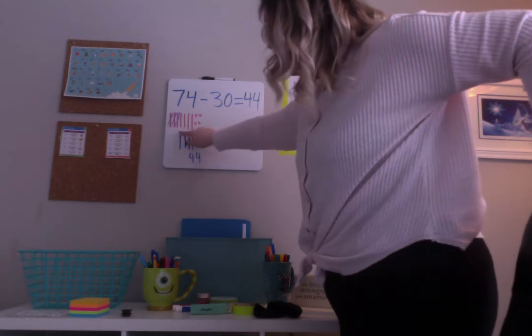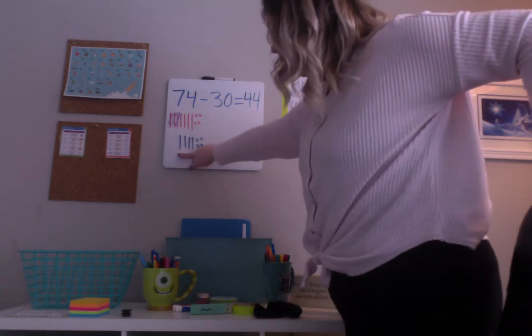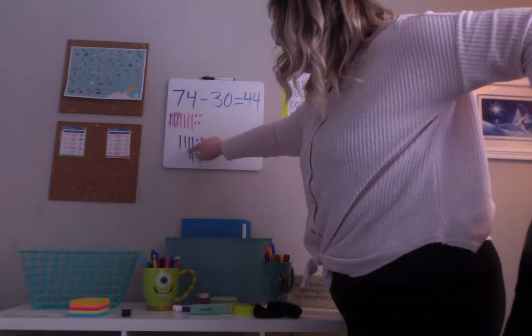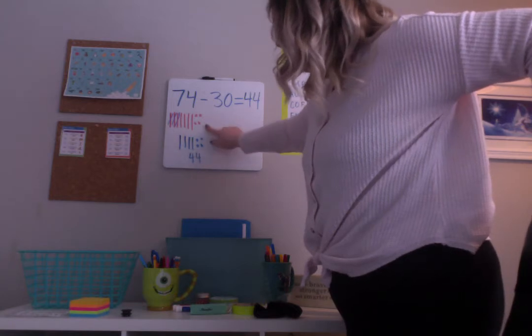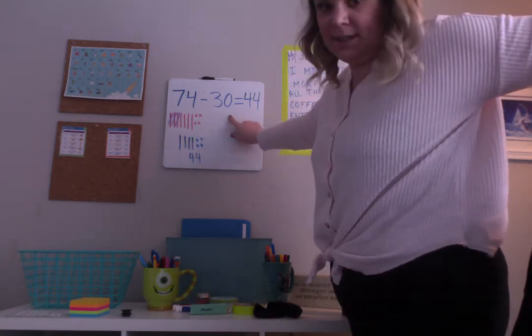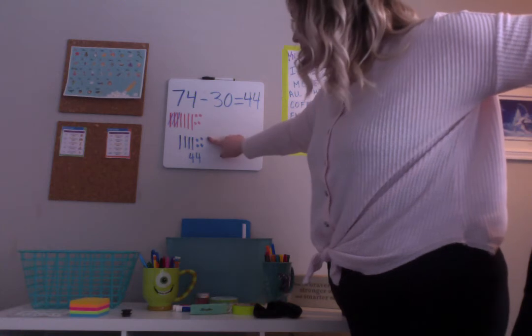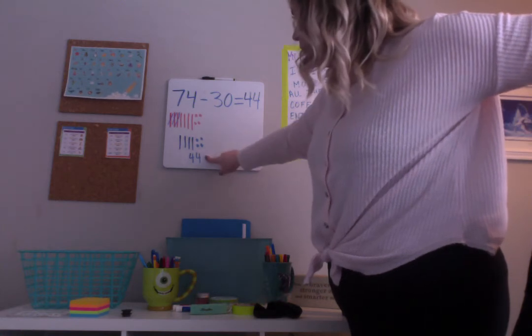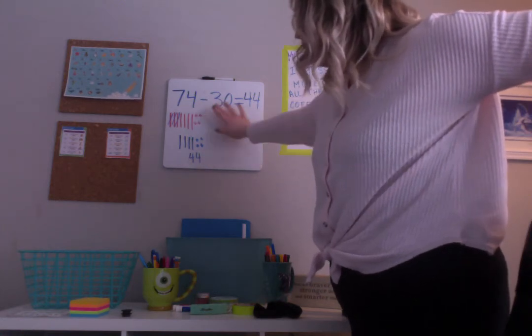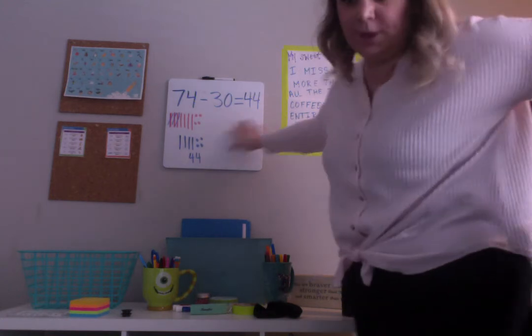1, 2, 3. Then I counted what was left, and I redrew it. 10, 20, 30, 40. My ones stay the same because there's nothing in my ones place value over here. So I still have 4 ones. So my answer is 44. 74 minus 30 equals 44.